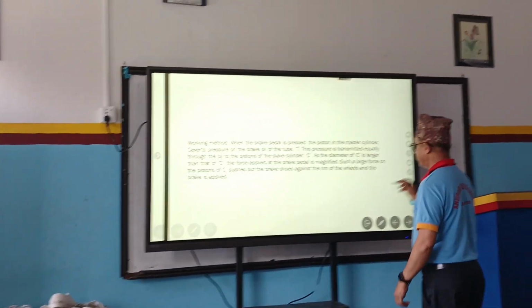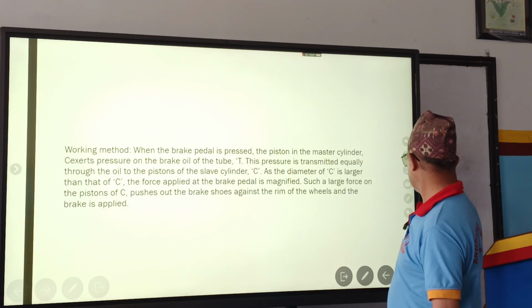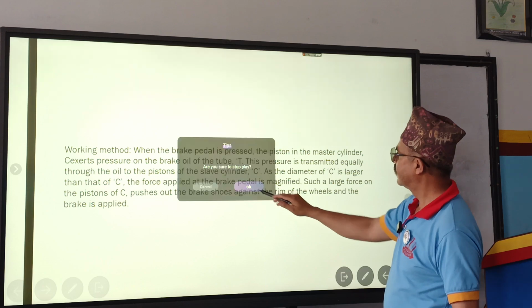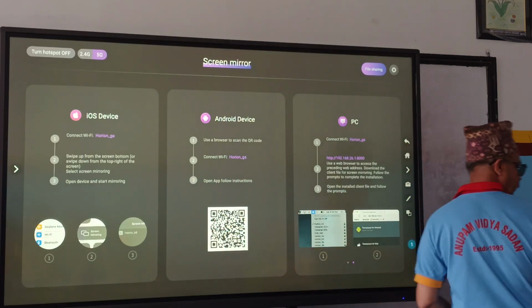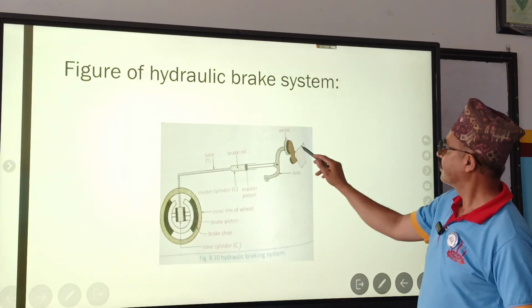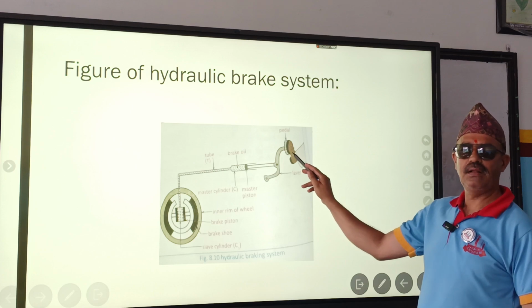And the piston and the vehicle. What happens? It stops, right? Oh, what a diagram is given here also. She has made. You can see, this is the brake pedal. Can you see a brake pedal?